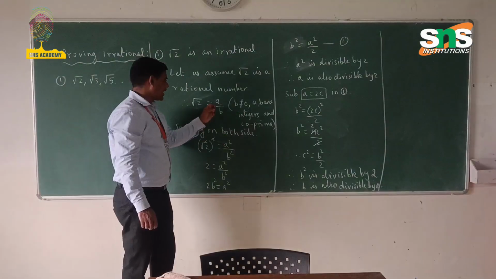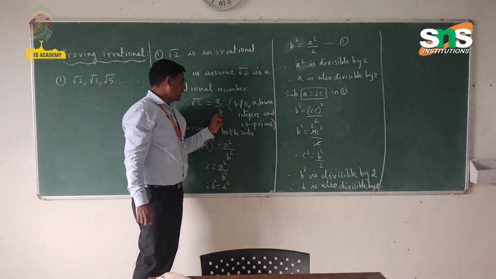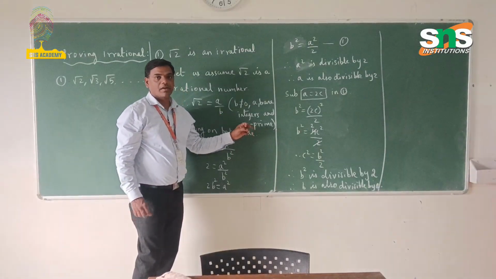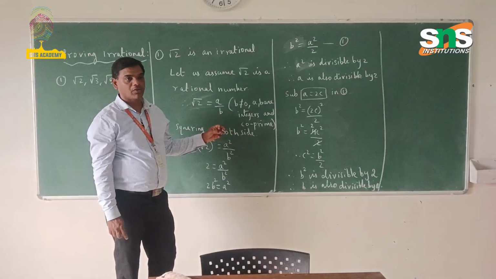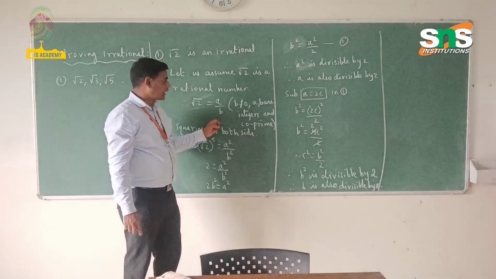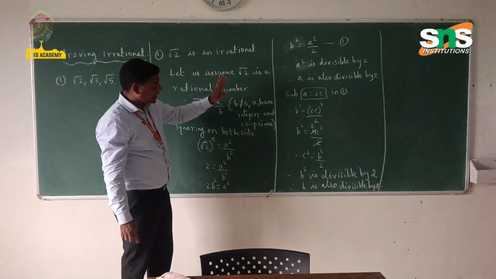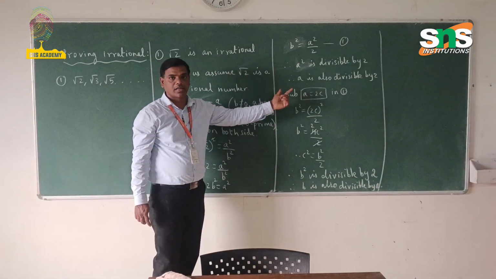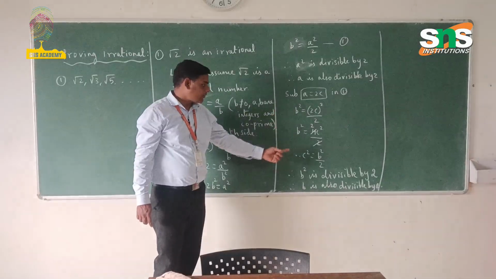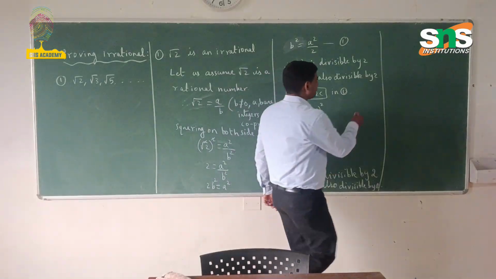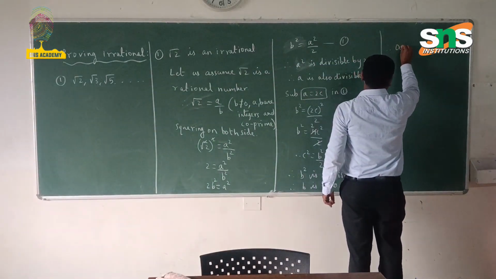So already we said a and b are integers and co-prime. What does co-prime mean? It means it will have only one as a factor. But with this proof, we have come to know that for a we have one more factor, that is 2. For b also, we have one more factor, that is 2. So therefore, our assumption is wrong.